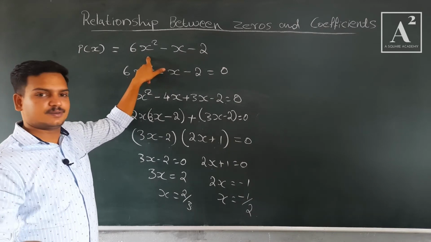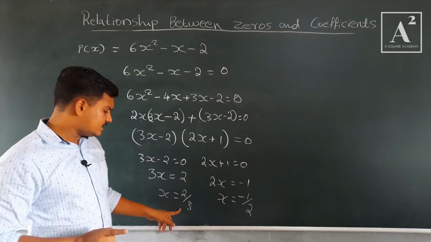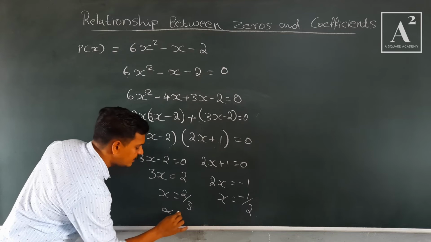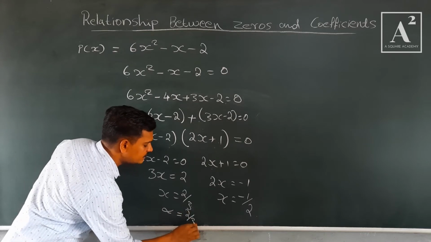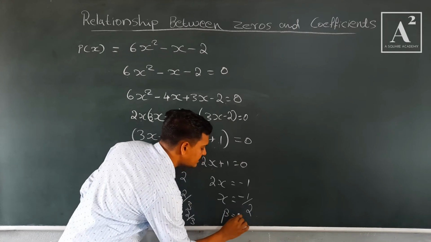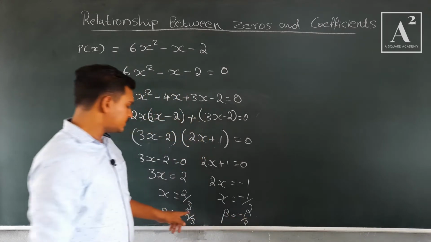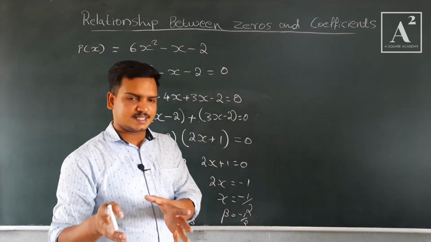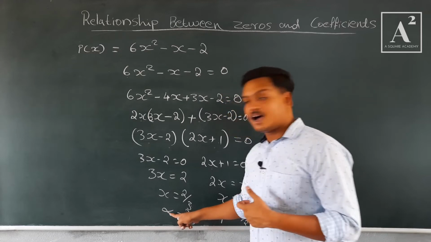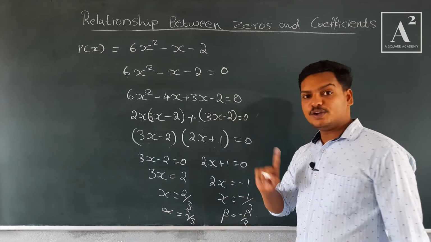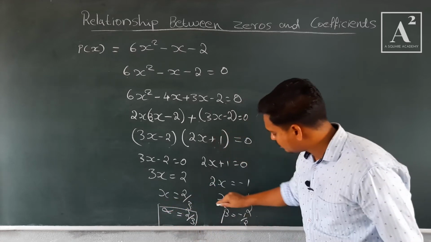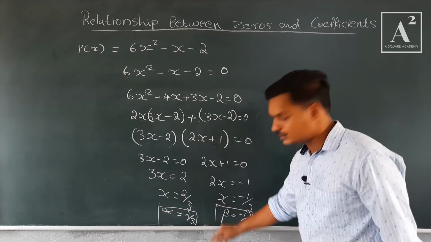Now, let's imagine this value as a Greek letter, alpha. Alpha is equal to 2 by 3. And the second zero we can consider as beta, beta is equal to minus 1 by 2. So these are two zeros. We are calling the zeros by two letters, alpha and beta. Now we have obtained the zeros. So these are our zeros: the first one 2 by 3, another one minus 1 by 2.